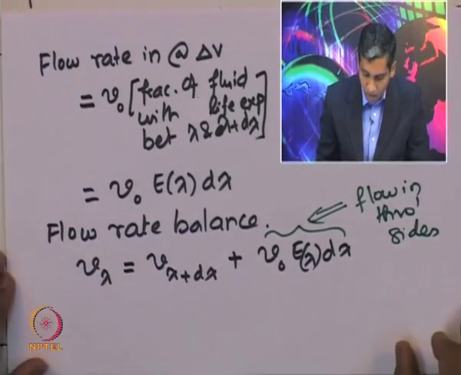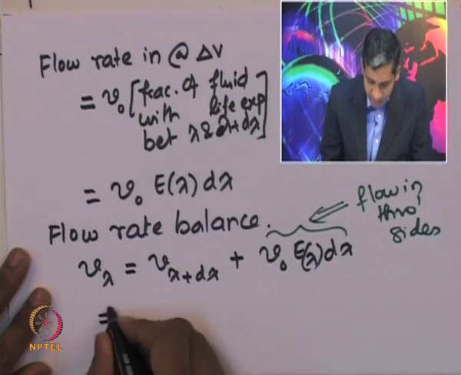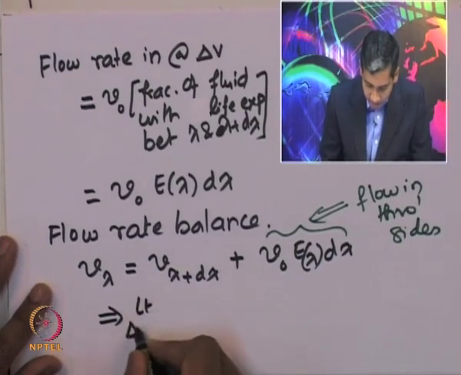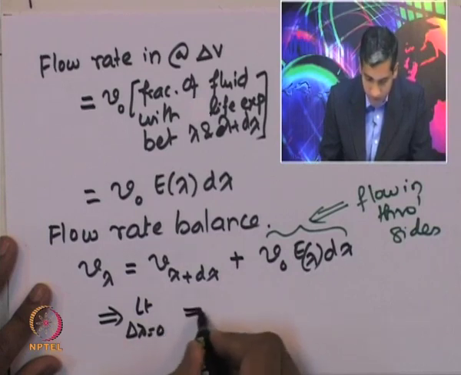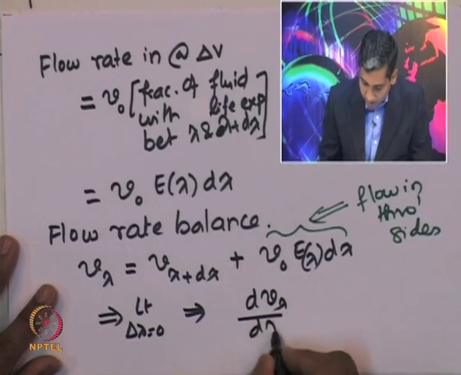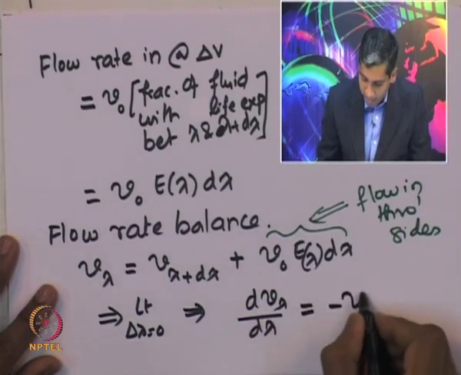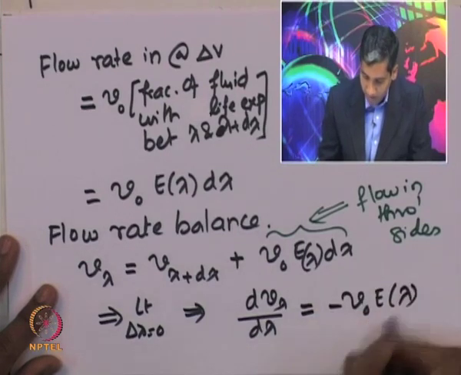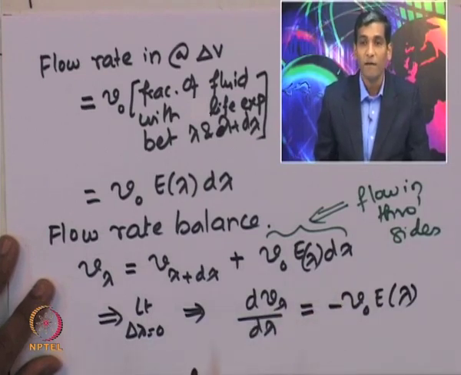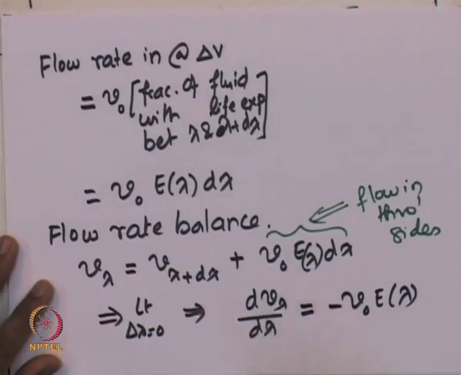Now we can take the limit of delta lambda going to 0. This essentially becomes d V lambda by d lambda, which is equal to minus V naught into E lambda. So, that is the differential equation which captures the flow rate at a certain life expectancy lambda.